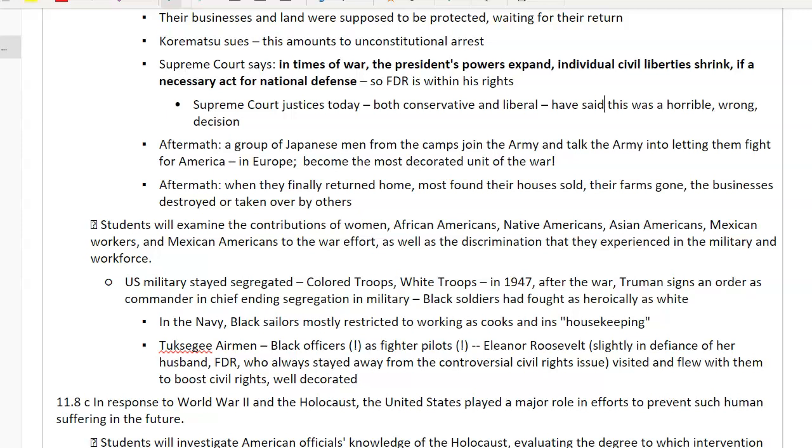Also, aftermath, sadly, when they return home after the war, most found their houses sold, their farms gone, their businesses destroyed or taken over by others. It's a terribly unfair thing.